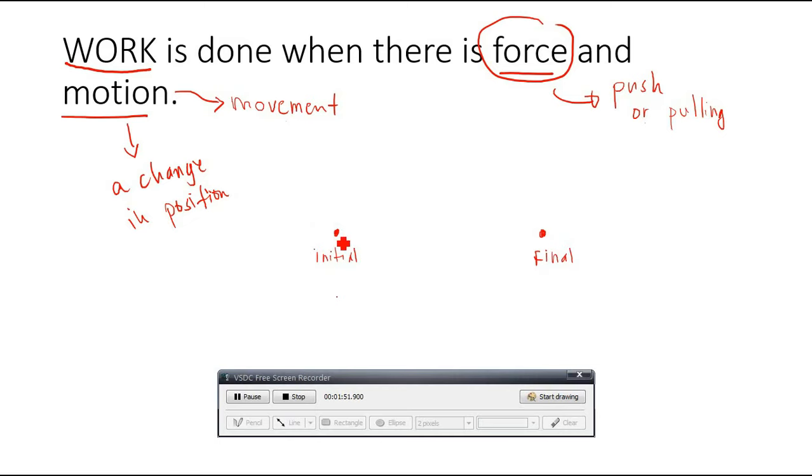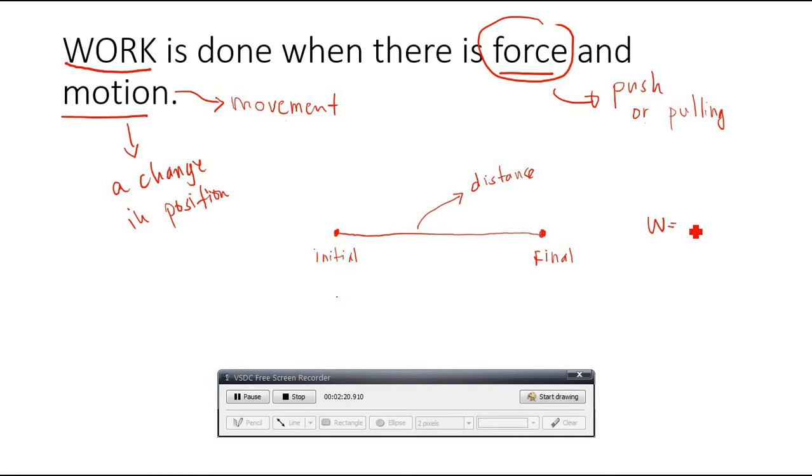If you're going to graphically show that, from initial, it will go to the final position. And this line from the initial to the final position or point is called the distance. So basically, distance is very important for work. From this explanation, we can derive the formula for work, and work is simply expressed by this equation.